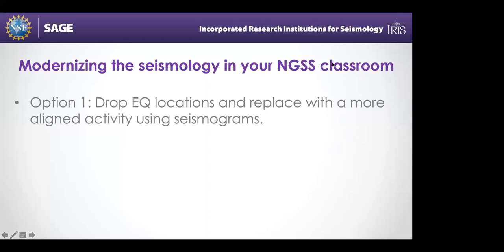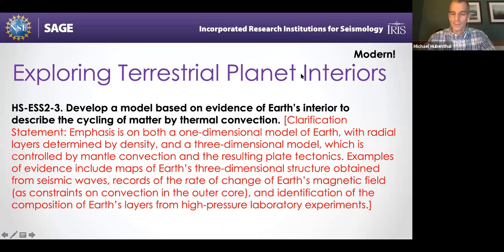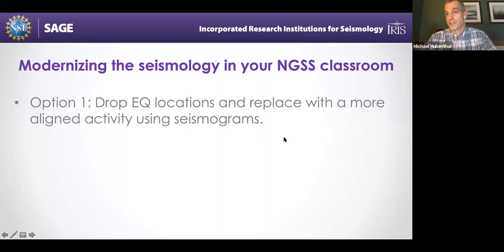Okay. So let's move on here. So what could we actually do if we wanted to try to modernize the seismology in your NGSS classroom? Well, this might be shocking to some, but one thing we could do is drop earthquake locations. And we could replace that with a more aligned activity using seismograms. There are other things that you can actually do with students in your classroom using seismic data that is better aligned with the standards and actually might help them learn more important topics than the process of triangulation, for example.